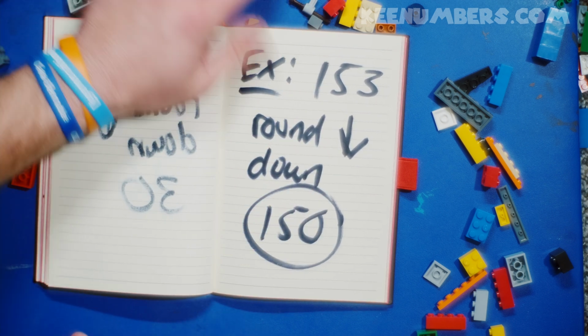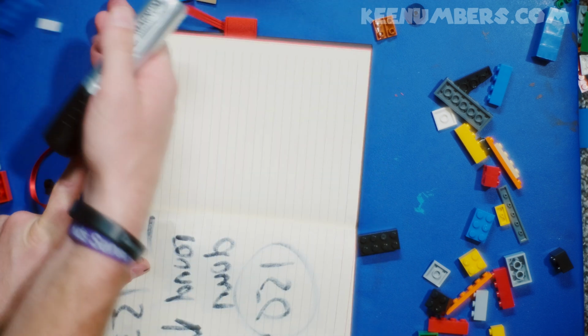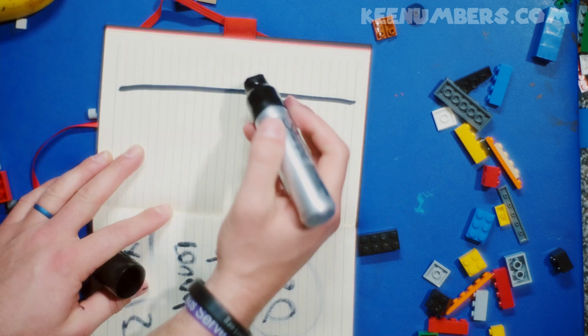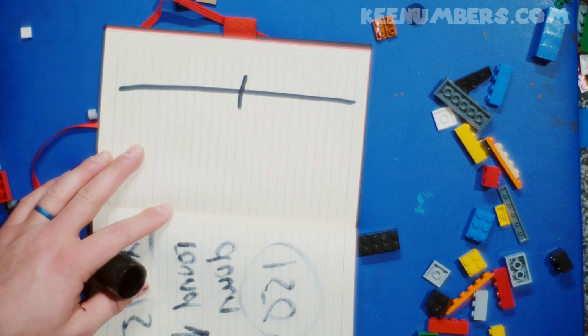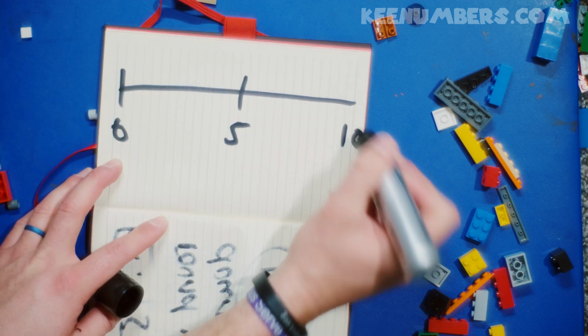Why are we doing this rounding up and rounding down? Because on a number line, we have this idea that numbers are gonna be either closer to 0 or 10.